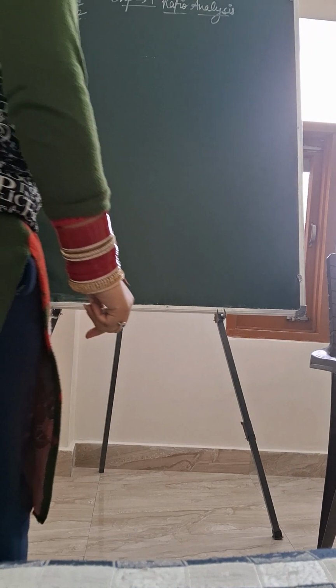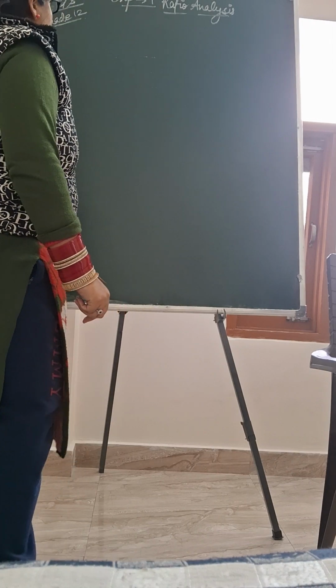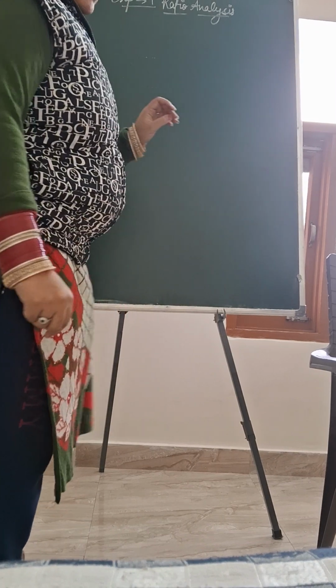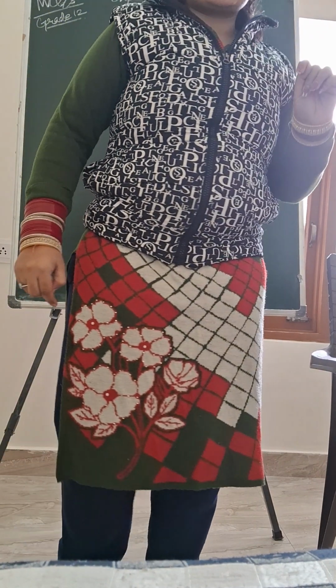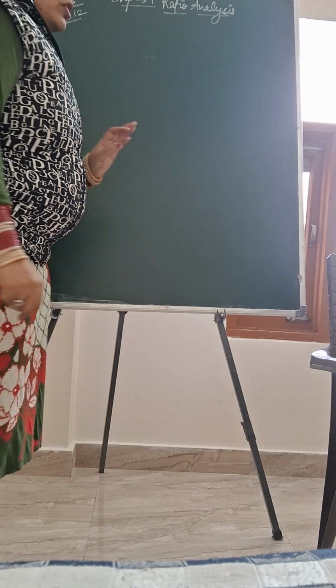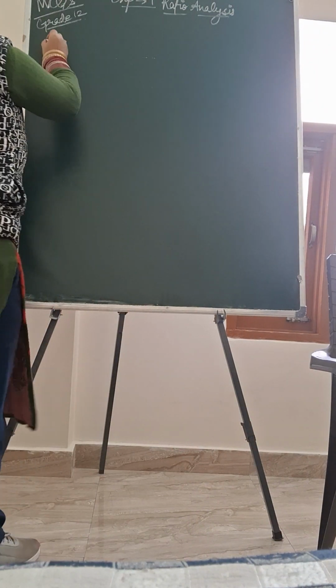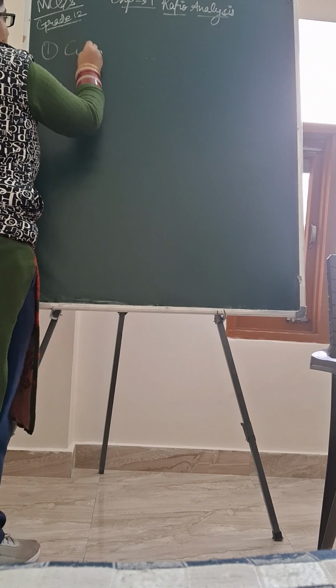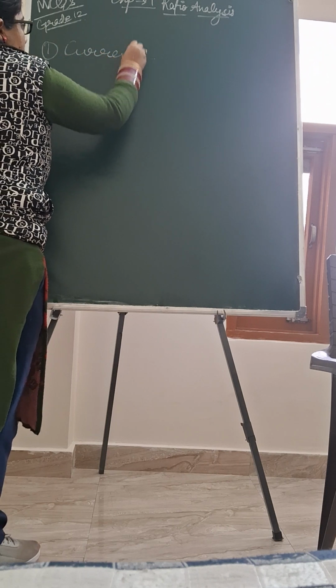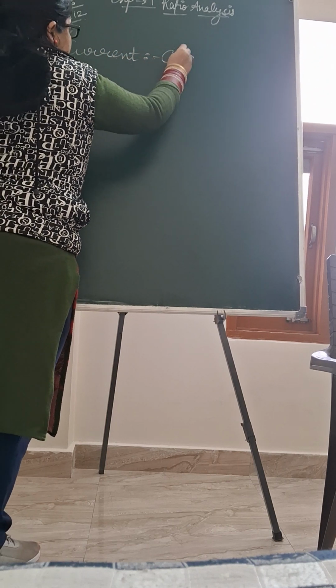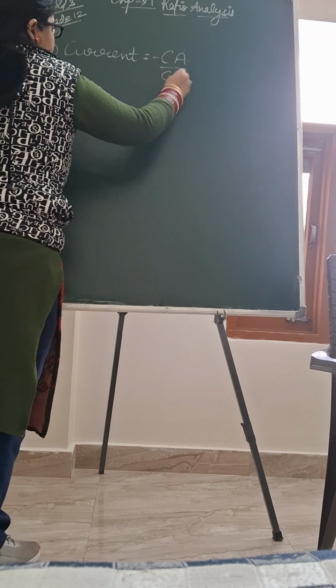So today we are going to do ratio analysis and we are going to focus on MCQs for grade 12. First of all, when we are focusing on MCQs, you should know the basic things. First is the current ratio. Current ratio is equals to current assets over current liabilities.